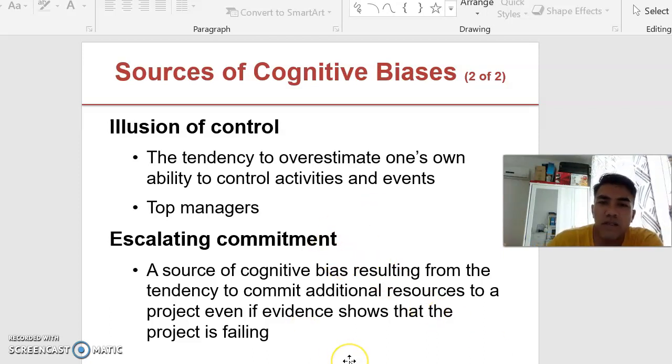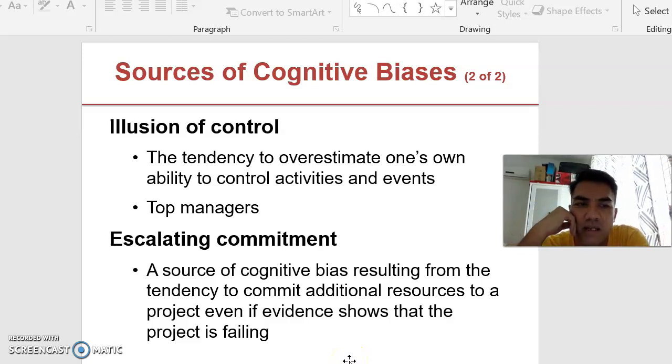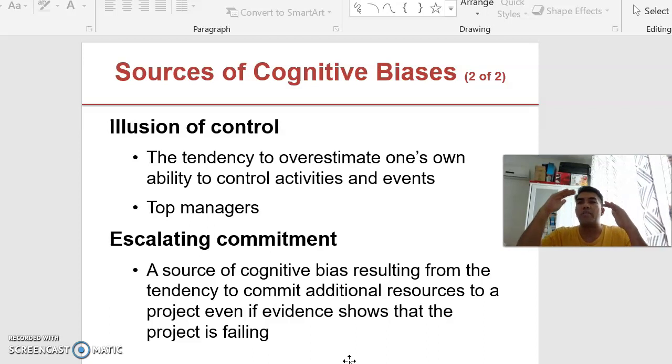And then escalating commitment, a source of cognitive bias resulting from the tendency to commit additional resources to a project, even if evidence shows that the project is failing. So meaning that your commitment towards the project escalates, keeps on expanding over time, especially when you know that the project is almost failing, and then suddenly the commitment is getting more and more and more. That's what we call escalating commitment, because we do not want that project to fail. So we try to save the project and try to make it happen.